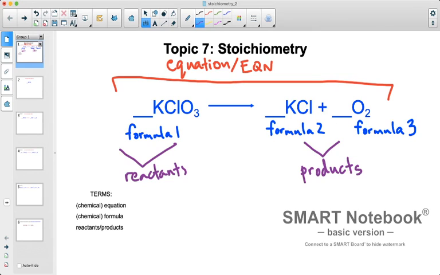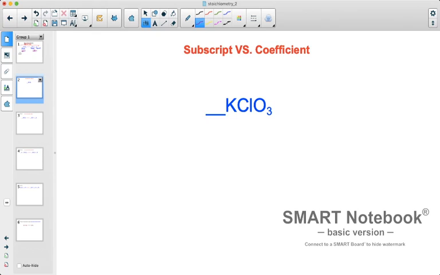Okay. Now, two more terms that are also very important to us before we start balancing equations. We have the word subscript versus coefficient. Now, let's look at the word subscript first. In this one chemical formula, I actually have many subscripts. You only see one so far, but remember that there's an unwritten 1 next to the potassium and also another unwritten 1 subscript next to the chlorine. So in this one formula, we actually have 3 subscripts.